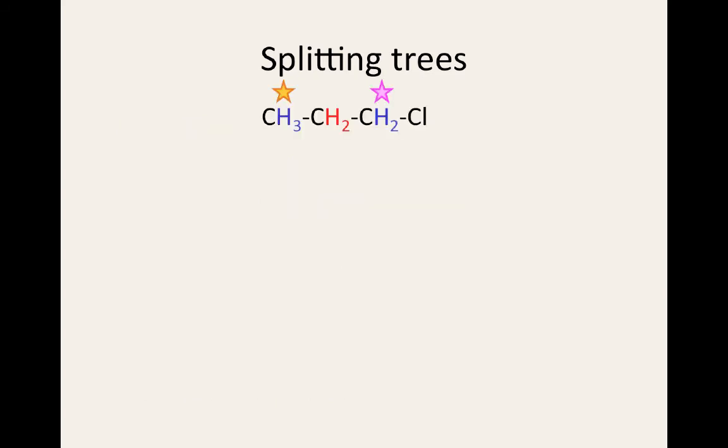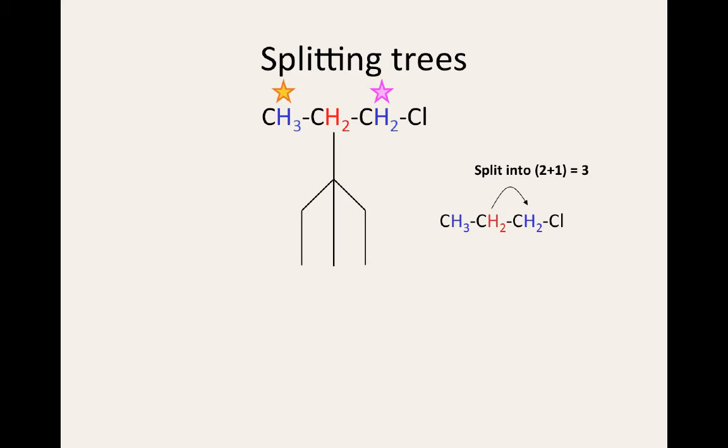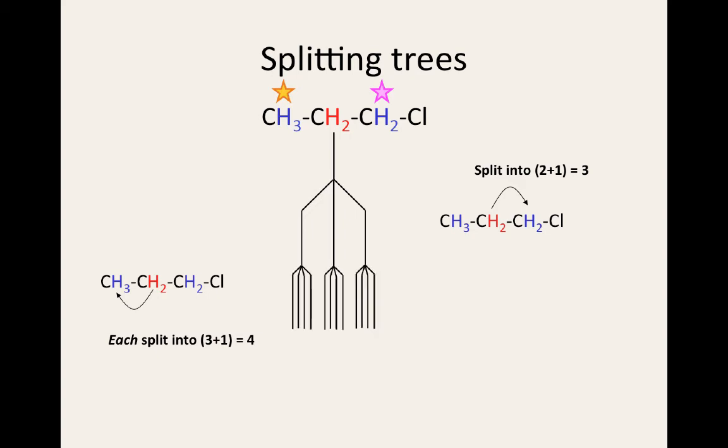Let's look at the splitting tree for 1-chloropropane. Every signal starts as a singlet, in other words one line, until split by its neighbours. The CH2 protons will be split by the neighbouring CH2 group into 3 lines. Each of these 3 lines will then be split into 4 by the CH3 group on the other side. This gives a total of 12 lines for this signal.